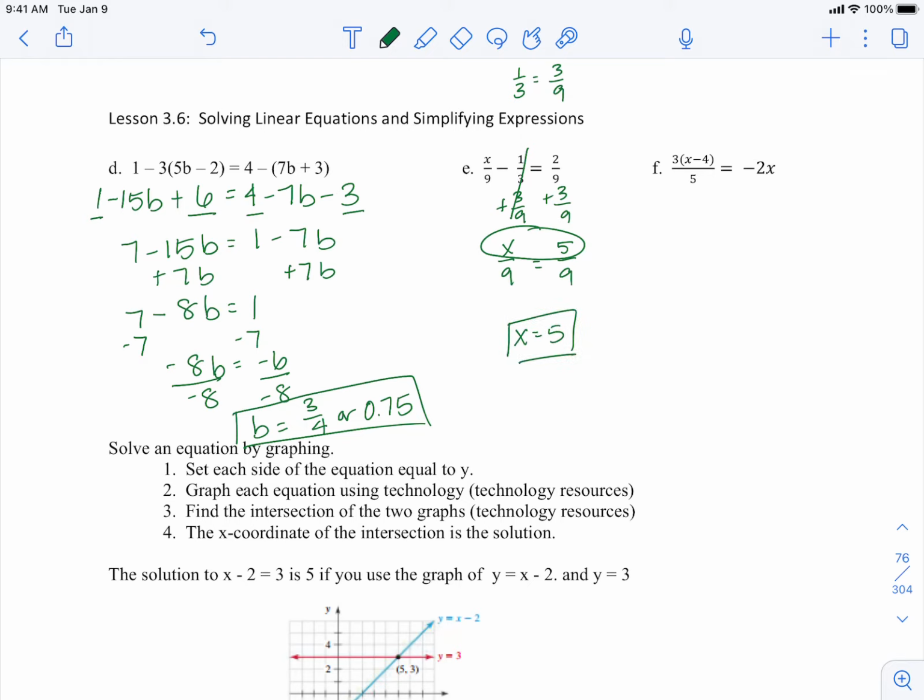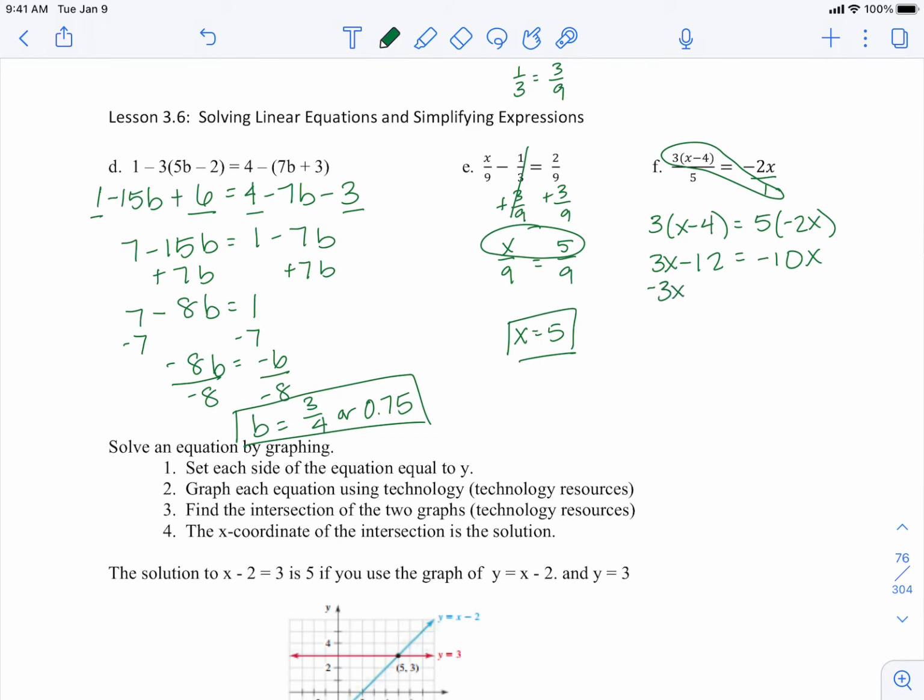For this last one, I'm going to put my negative 2x over 1, and then we can cross multiply. So that's just times 1. So I have 3 times x minus 4 is equal to 5 times negative 2x. So this is 3x minus 12 equals negative 10x. I'm going to subtract 3x. Negative 12 equals negative 13x. We divide by negative 13. And we get x is equal to 12/13.